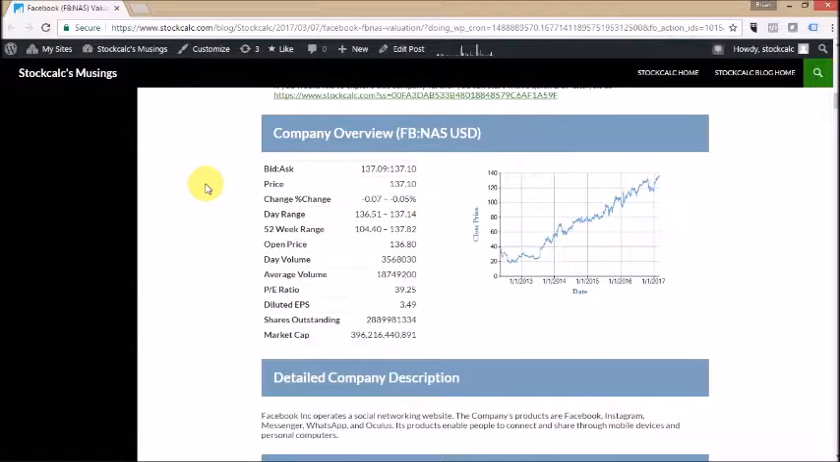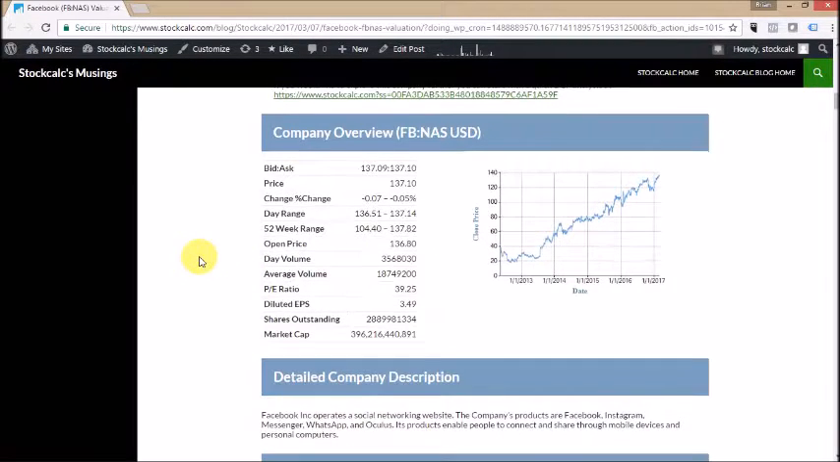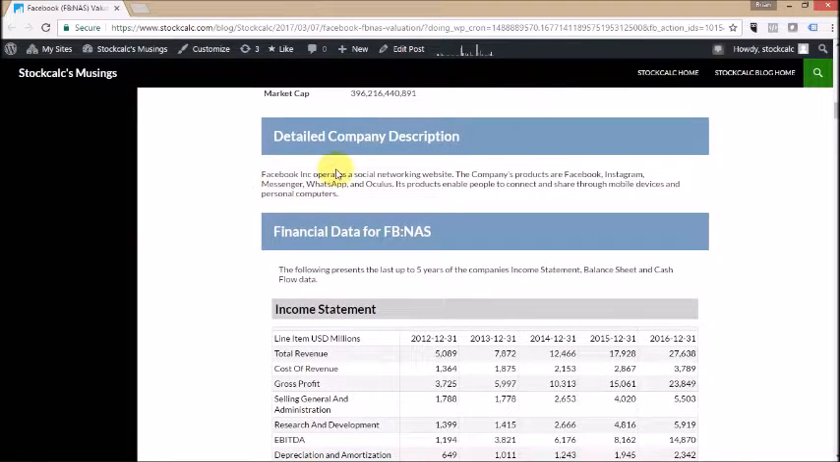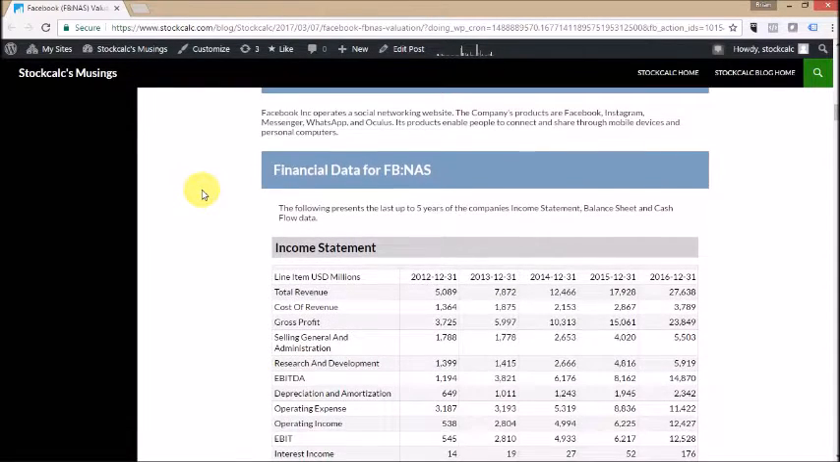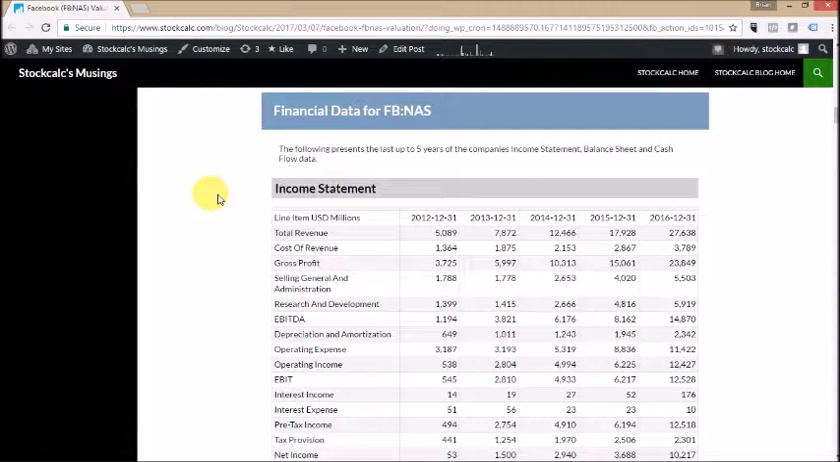The report contains an overview on the company, so some trading information, current price, bid-ask at the time the report was run, a chart showing the price trend over time, some background information on the company, the description of it. Facebook's a well-known social networking website. Then we go into the financial data for the company.